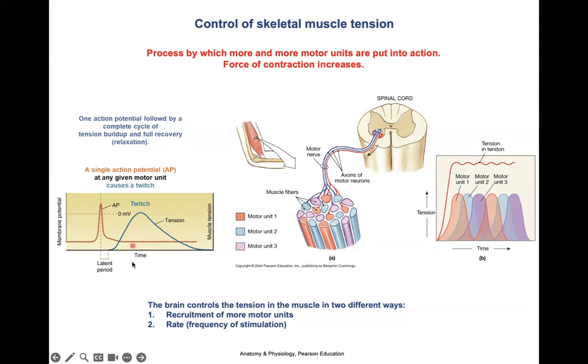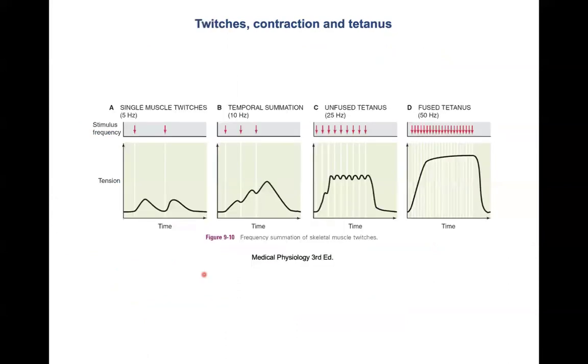If we increase the frequency of the twitches, we have tetanus. Here we have a single muscle twitch, like 5 Hz frequency, then a second twitch. Now we increase the frequency to 10 Hz. We have more and more twitches. Even further up, 25 Hz. More and more twitches. This is called unfused tetanus. And eventually we have a fused tetanus. At 50 Hz, for example, here, you can see this behavior.